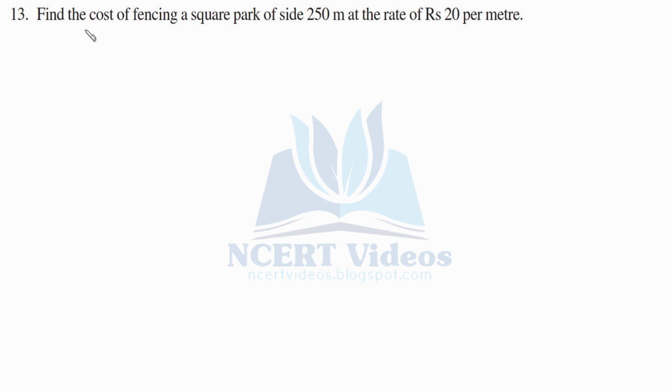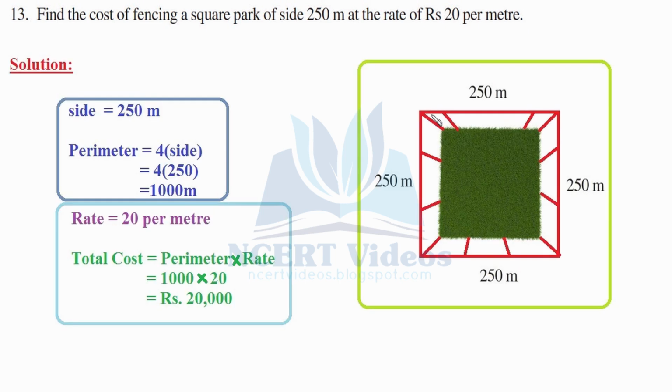13. Find the cost of fencing a square park of side 250 meter at the rate of rupees 20 per meter. So this can be visualized. This is your square field having sides 250 meter and the rate is given, that is 20 per meter, rupees 20 per meter. Now first of all we will have to find the perimeter. So perimeter is 4 into side. 4 into 250, that is when you multiply 250 into 4 times, you get 1000 meter or 1 kilometer.